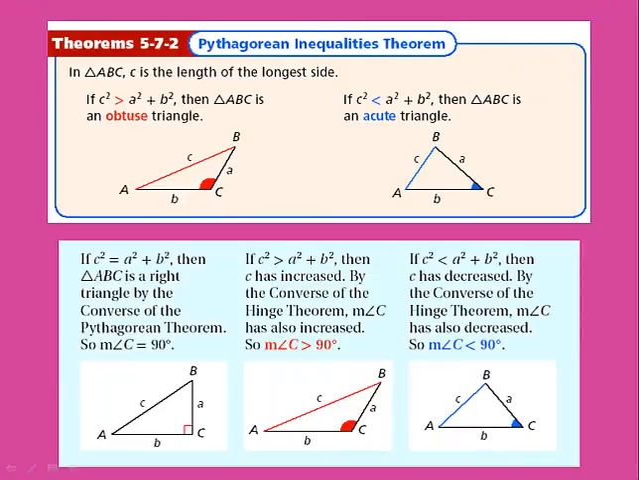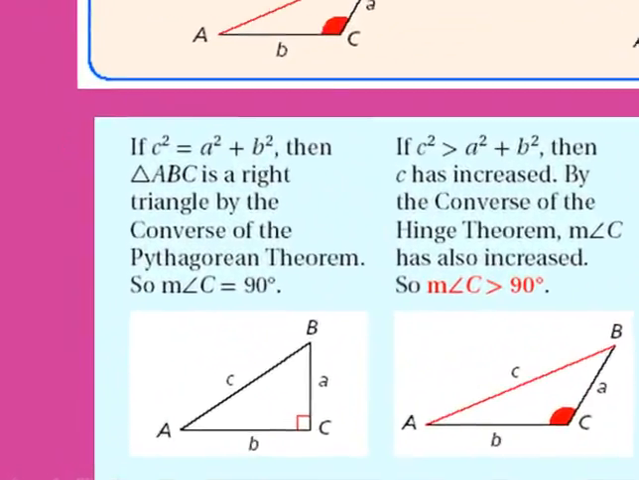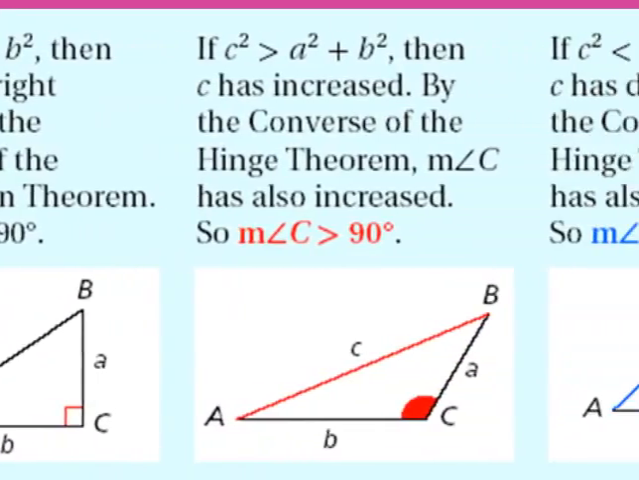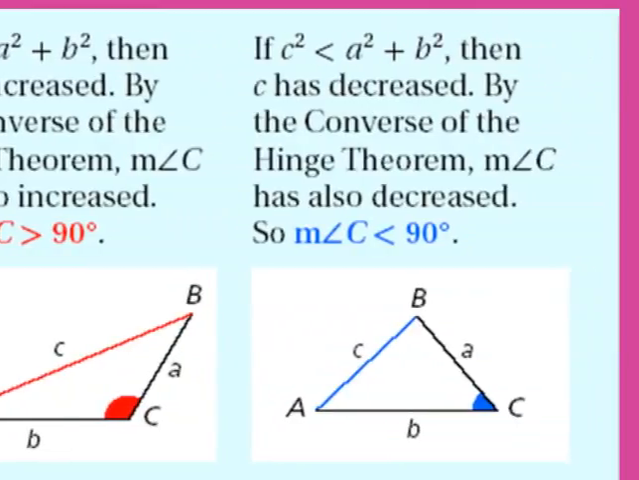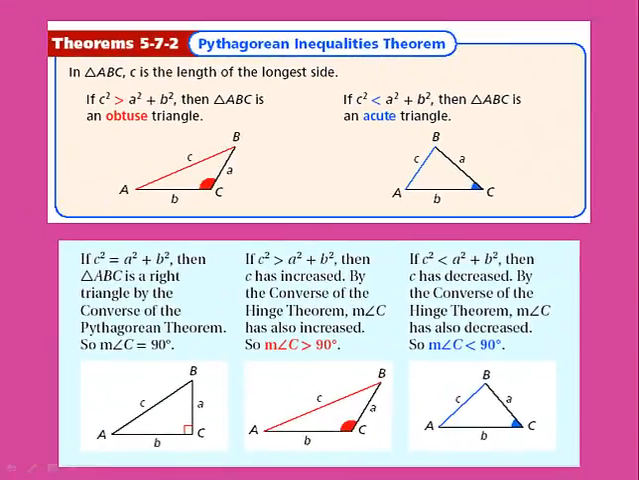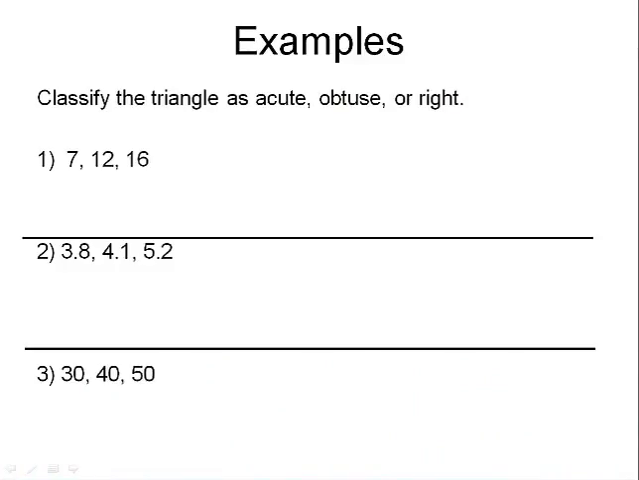Okay, so if you look down at the bottom, the first one is a right triangle. The one in the middle is an obtuse triangle, so angle C is going to be greater than 90. And then the one on the right, the C angle is going to be less than 90, so you will have an acute triangle. Let's go ahead and try out some examples.